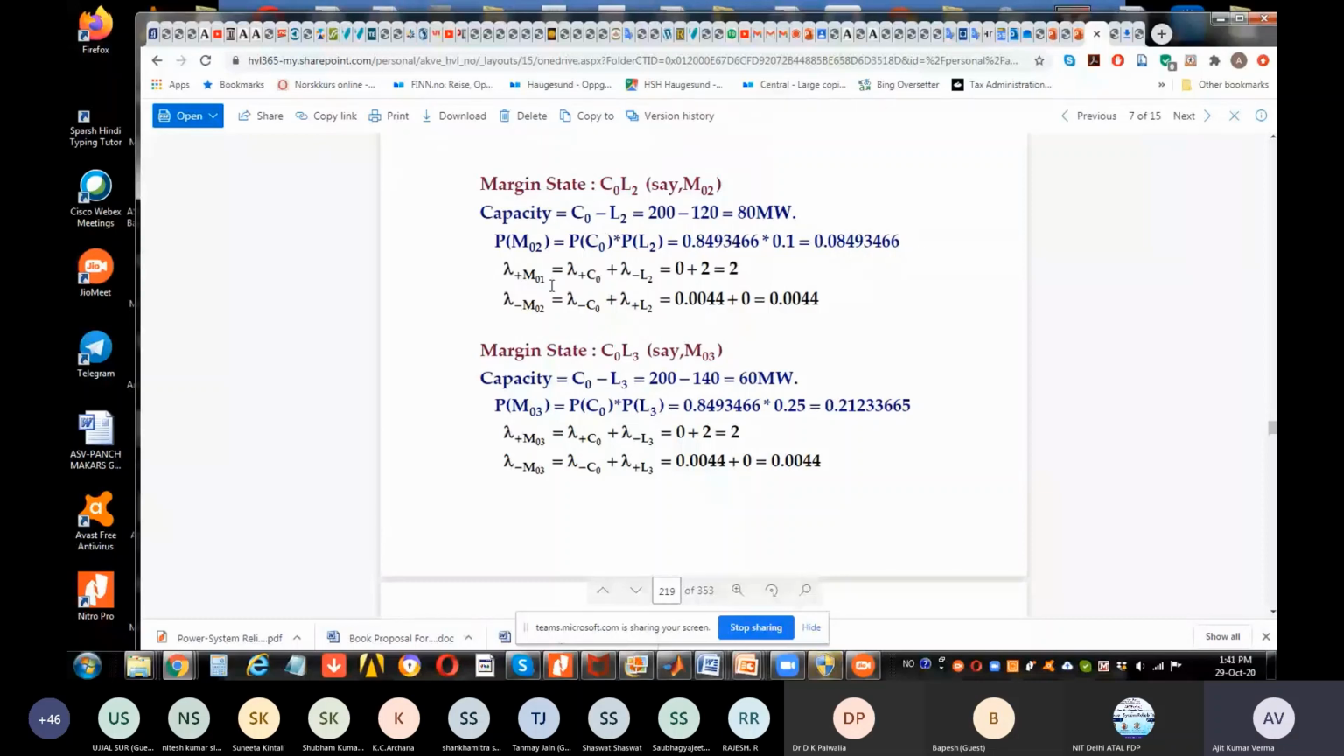So this is the probability for this margin state 0, 2. Then what about the positive transition from, this is not M01, it's M02. There are some typos which should be corrected, but this is lambda plus M02. So that's higher capacity state and lower load state. So this is lambda plus C0. You have to refer back to those tables, but in this case it's easy because there is no transition to a higher state from C0. C0 is the 200 megawatt state, so that's zero.